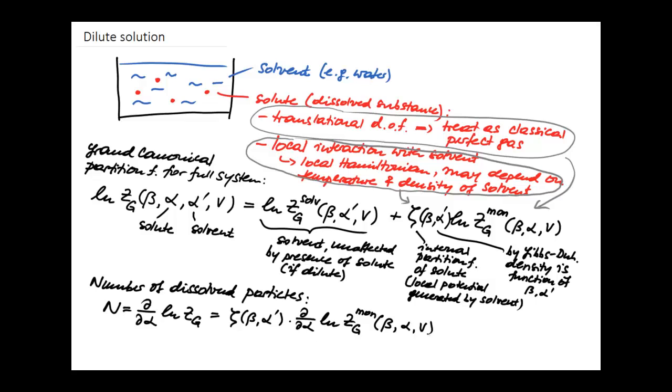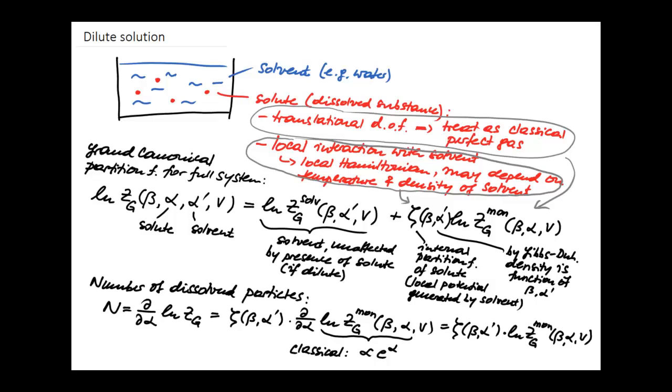In the classical limit, we said we treat this approximately as a classical ideal gas. In the classical limit, the log of the grand canonical partition function is proportional to e to the alpha. And this means when we take the derivative with respect to alpha, we just reproduce the e to the alpha. So we just get, once again, the log of the grand canonical partition function. In other words, this is equal to zeta of beta and alpha prime times the log of the partition function of a monatomic gas.